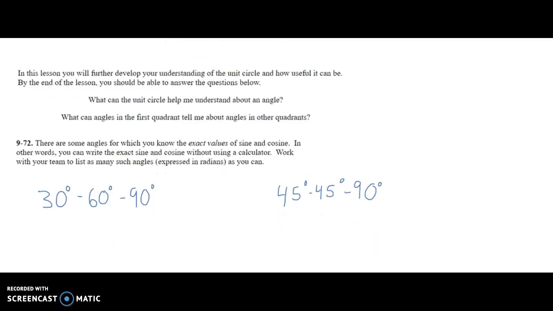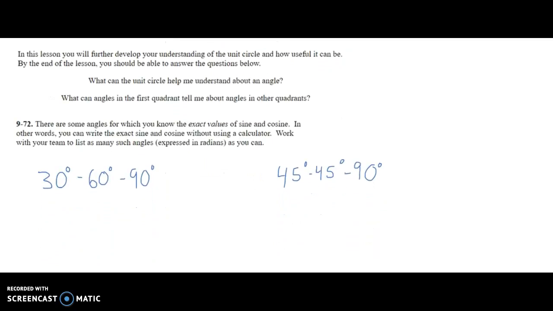But coming down to 72. So 72 says there are some angles for which you know the exact values of sine and cosine. In other words, you can write the exact sine and cosine without using a calculator. Work with your team to list as many such angles expressed in radians as we can.